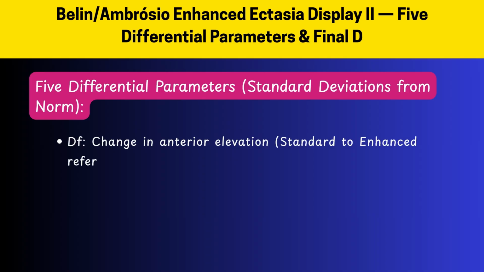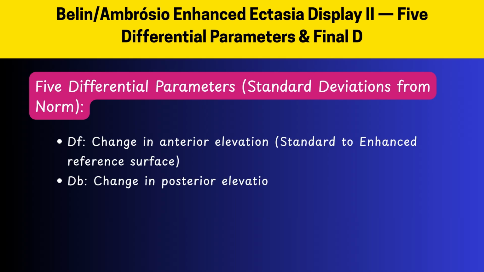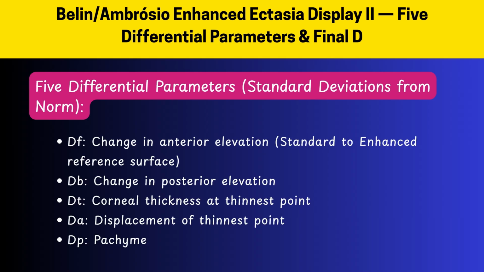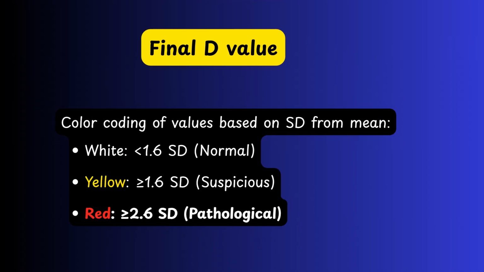These values are the DF, that stands for anterior elevation deviation. DB is the posterior elevation deviation. DT is how much the corneal thickness deviates from the normal database. DA is the thinnest point location deviation. And DP is the parametric progression deviation. Thank God we don't have to do all of these. The machine calculates all these parameters for us. Each parameter is color coded and expressed in terms of standard deviation. The final D value is calculated by regression analysis, comparing your case to a population of normal and keratoconic corneas.